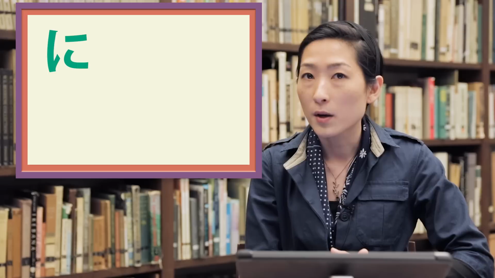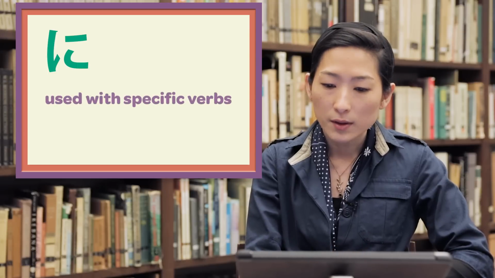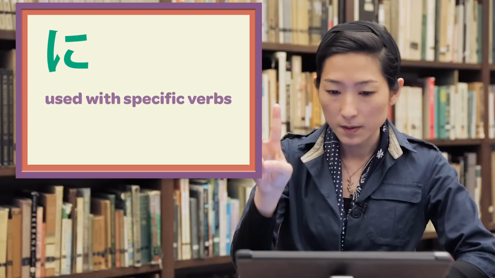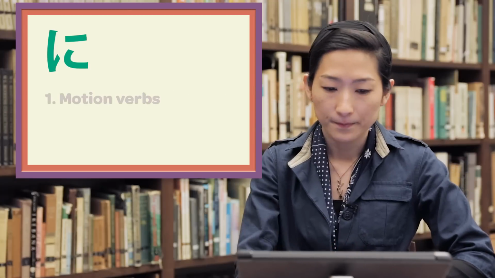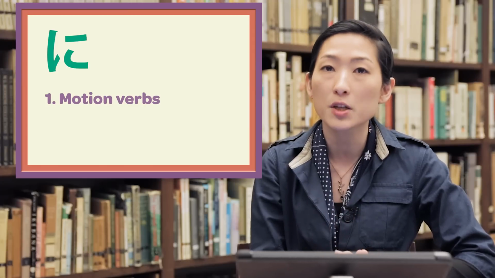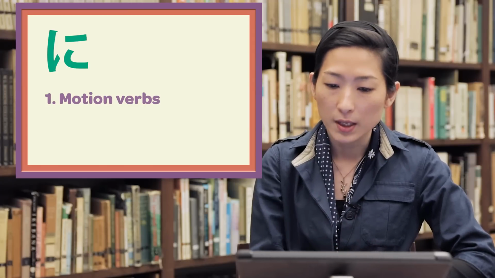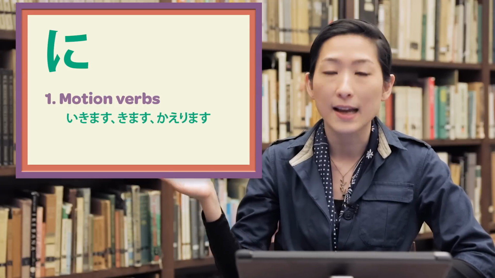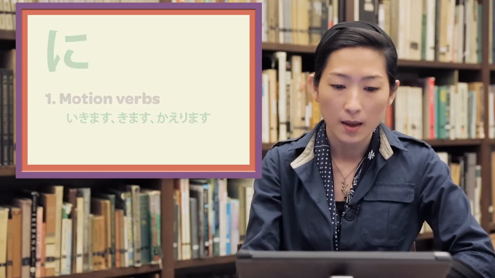So when you use the particle ni, you only do that when you're using certain verbs. There are two groups of verbs that take the particle ni. The first group is called motion verbs. You can also call these directional verbs, including 行きます to go, 来ます to come, and 帰ります to return.